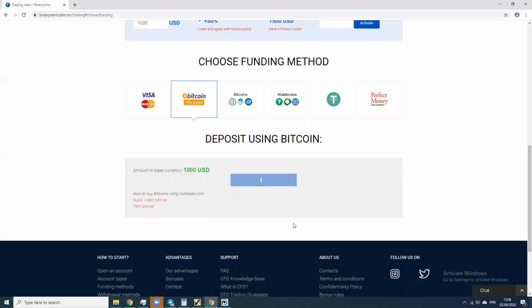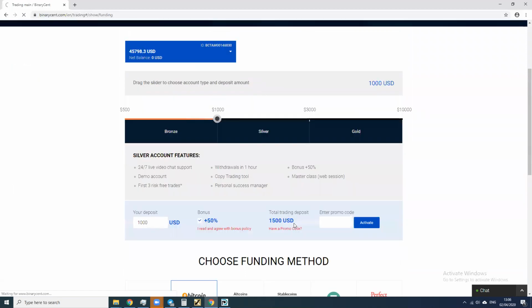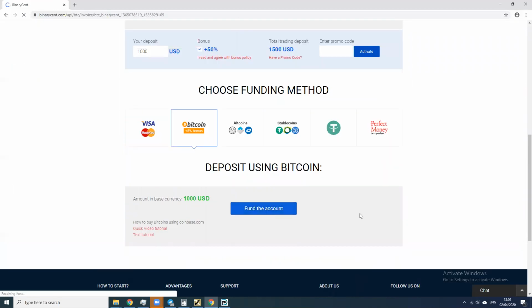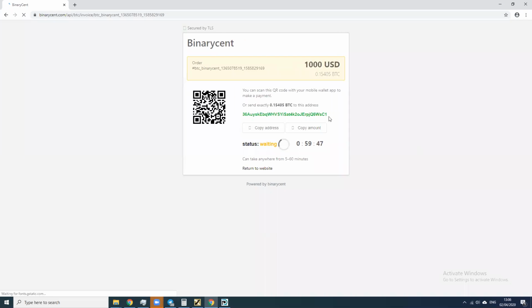And then what's going to happen is it comes up with a wallet address. I'm just waiting for that to happen. Actually, why is it not happening? Oh yeah, there it is. So that's the wallet address, for example, that you'd send it to.